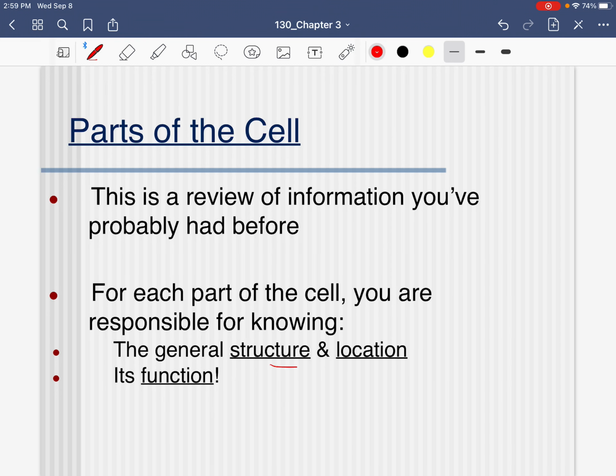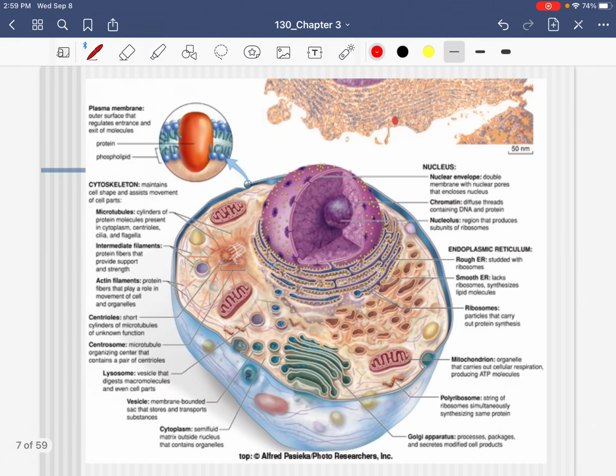For each part of the cell, know its general structure and its general function. The location of each part of the cell isn't as important, but for every organelle, for every part of the cell, make sure you know its structure and its function.